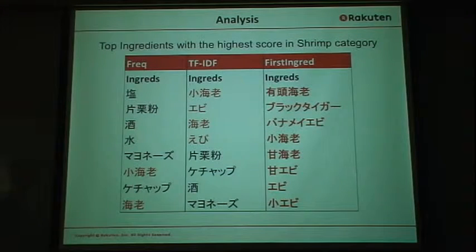On the other hand, when we look at the ingredients with high first-ingredient scores, we can see there are many variations of shrimp, like yokoebi and black tiger. So it means that our approach based on position works to find relevance between different ingredients.